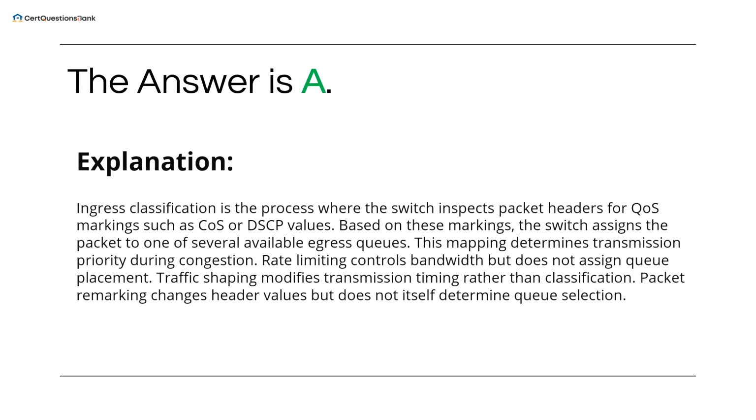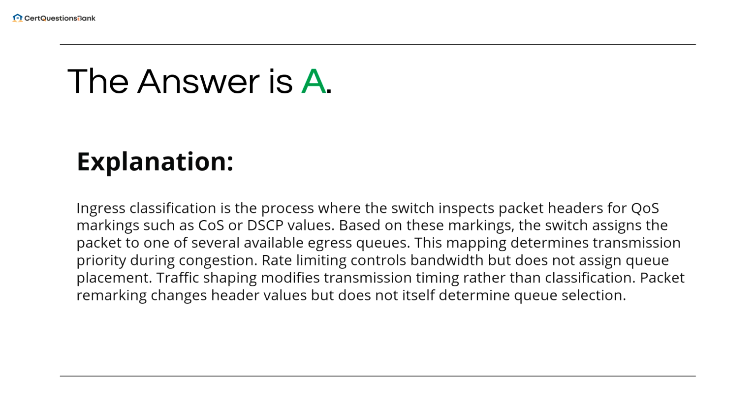The answer is A. Ingress classification is the process where the switch inspects packet headers for markings such as COS or DSCP values. Based on these markings, the switch assigns the packet to one of several available egress queues. This mapping determines transmission priority during congestion.